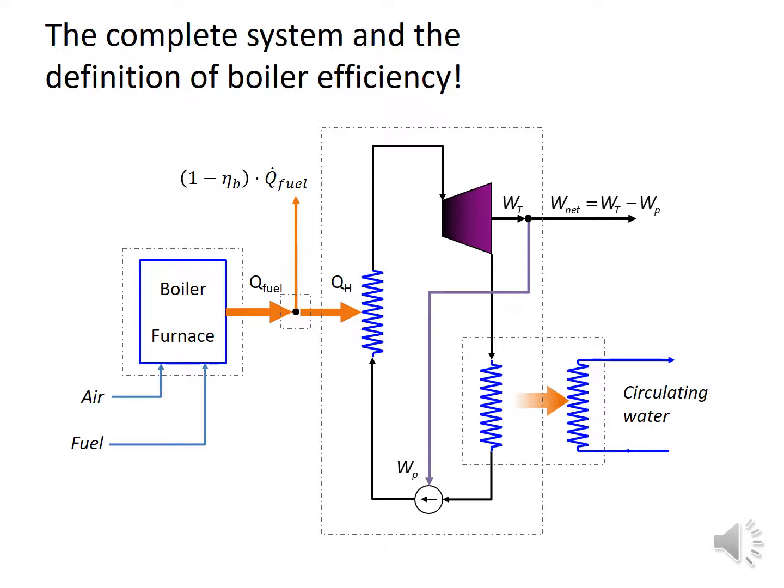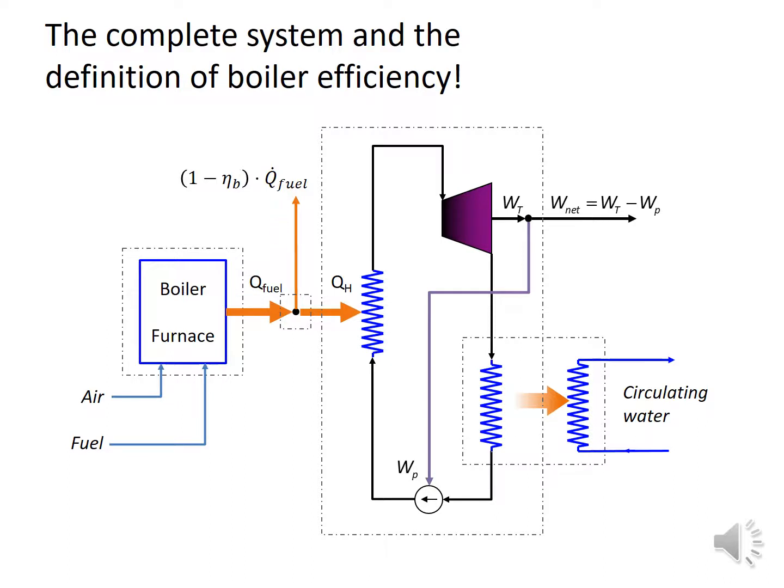And we use then this boiler efficiency, which we here term as eta boiler, or eta B. And the heat that is lost here is 1 minus this eta B times the fuel heat that we have. So if we have a 95% efficiency of the boiler, we get 5% of the fuel heat that is lost from the system.